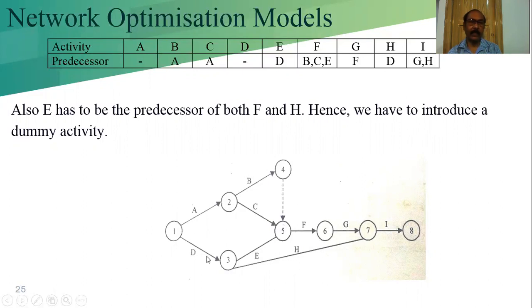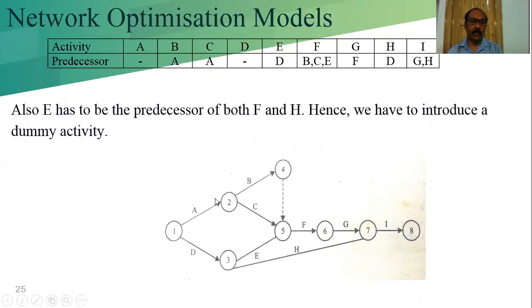Now H has the predecessor D, it is okay. Now I has the predecessors G and H. G has the predecessor F, so from that it is complete. And I is not the predecessor of any activity. That's why I is the terminal activity, which enters into the end node.